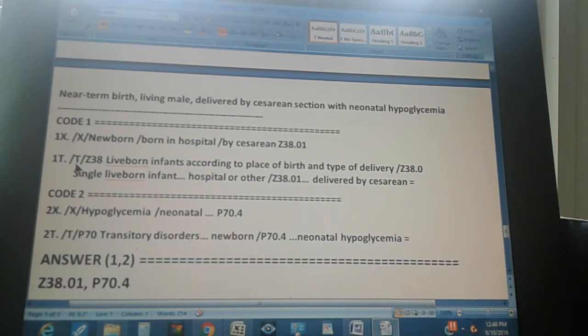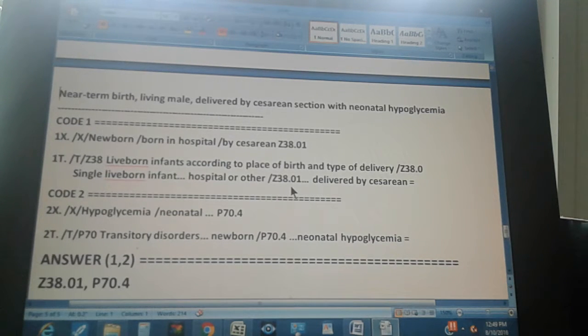First you go to tabular. Then you go to Z38. Z38, which means live-born infants according to place of birth and type of delivery, right? And so the 0 is for the place of birth, right? Yes. Single live-born infant, hospital or other. The Z38.0, right? Now the second digit after the decimal point is by the way it was delivered, right?